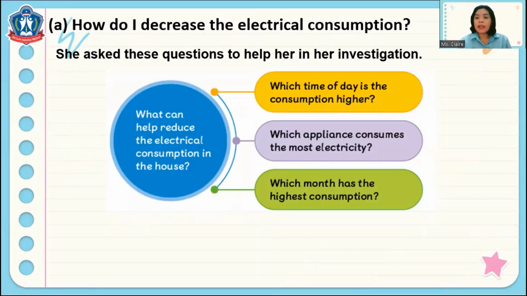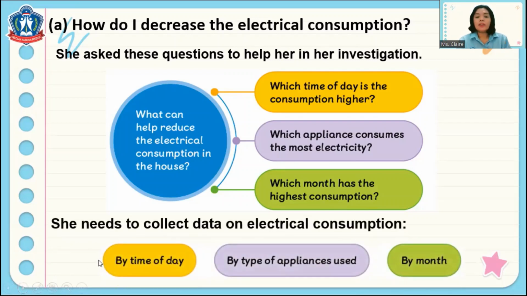Which time of the day is the consumption higher? Which time do you think? Is it in the morning, in the afternoon, or in the evening? Then, which appliances consume the most electricity? Is it the lights, the TV, the refrigerators, the air conditioners, or maybe you have electric fans or charging of your mobile phones? Those are the different electrical appliances or gadgets that consume electricity. Then, which month has the highest consumption? Okay, those are some questions that you can investigate.